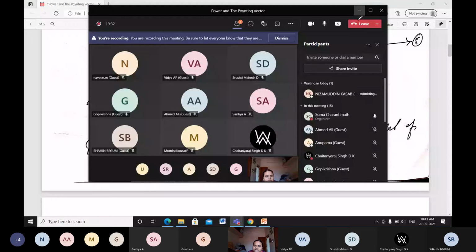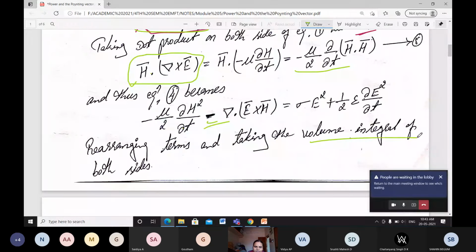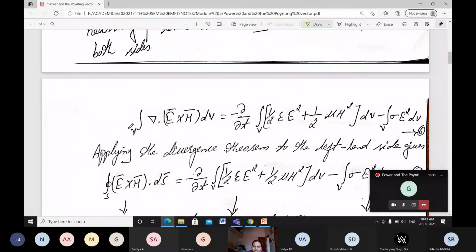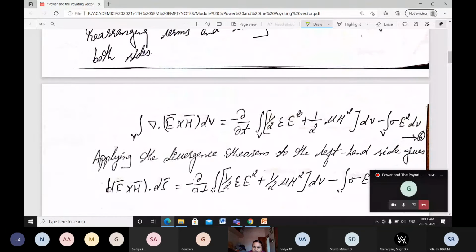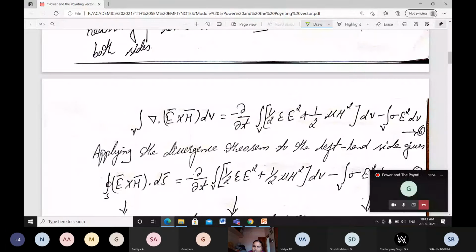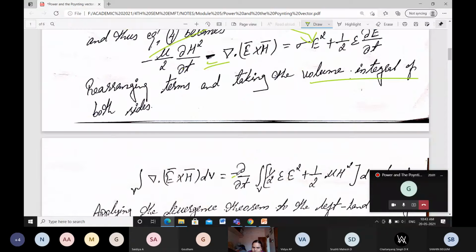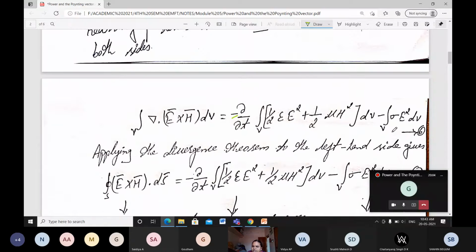Now we are going to consider the volume integral of both sides of the equation. Then the equation is: volume integral of del dot E cross H dV is equal to, this whole part is taken to this side, therefore minus dou by dou T integration of 1 by 2 epsilon E square plus 1 by 2 mu H square dV. For these two terms the minus sign is taken outside. Then minus integration over V of sigma E square dV. Take this as equation 6.